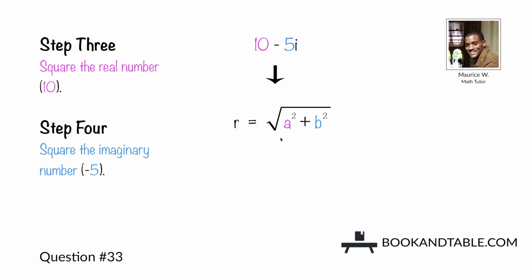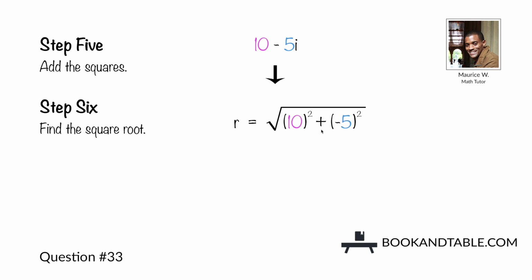So now we can use our modulus formula. The modulus is equal to the square root of the real number squared plus the imaginary number squared. So we'll square the real number 10, giving us 10 squared. And we'll square the imaginary number negative 5 to give us negative 5 squared. We'll add the squares together and find the square root, giving us r is equal to the square root of 10 squared, which is 100, plus negative 5 squared, which is 25.